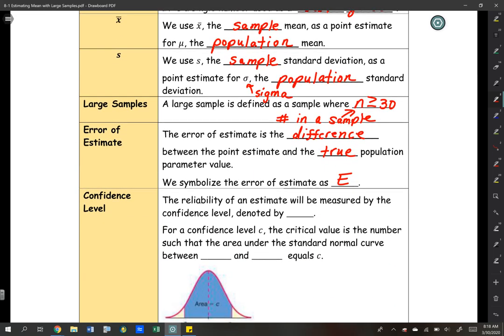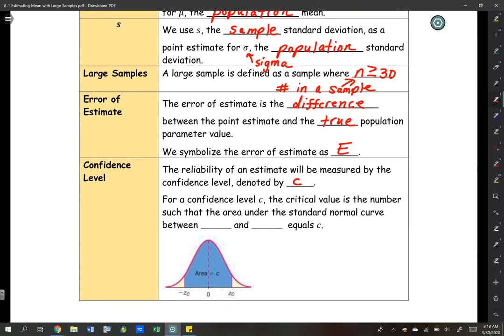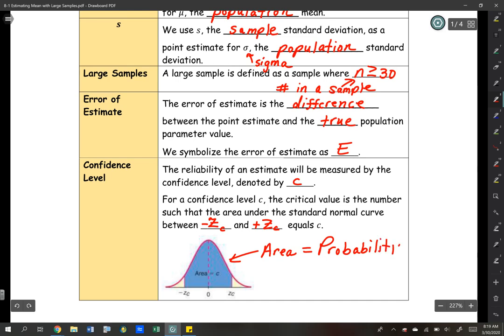The reliability of an estimate will be measured by the confidence level, denoted by lowercase c. For a confidence level c, the critical value is the number z sub c such that the area under the standard normal curve between negative z sub c and positive z sub c equals c. And remember that the area under the curve represents the probability. So let's just make a note here: area equals probability. And that's a concept that you're already familiar with from previous chapters.